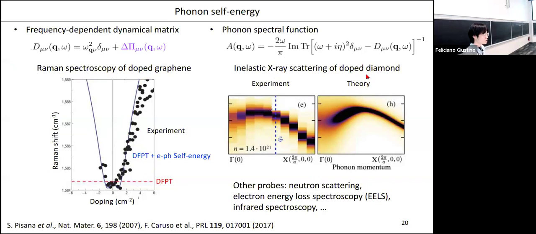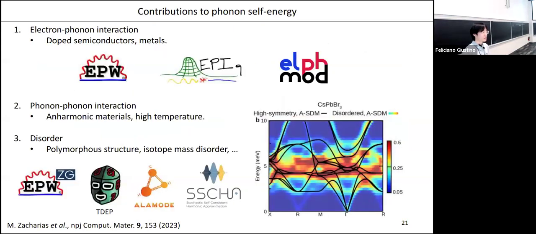So the electron-phonon contribution is significant usually in doped materials or metals because you need free carriers that the phonons can interact with. But there are also other sources of phonon self-energy, which are the phonon-phonon interaction in anharmonic materials or disorder effects in polymorphous structures or due to isotope mass disorder. So using codes like this, for example, you have tried the D3Q code yesterday, you can reproduce the phonon self-energy and spectral function due to phonon-phonon interaction and disorder effects. But today in this talk and the tutorial this afternoon, we'll focus on the electron-phonon contribution, and we will use MgB2, which is a metal, as an example.